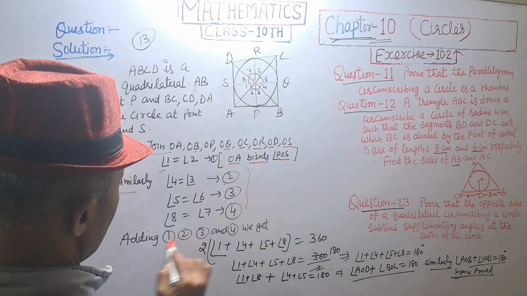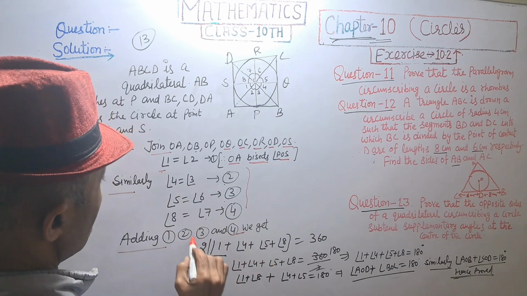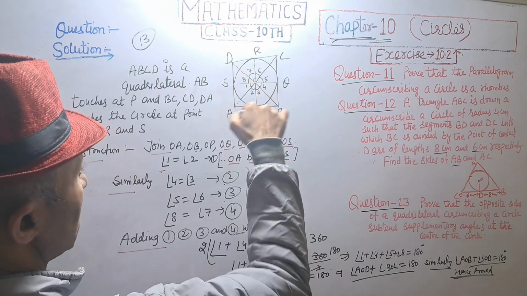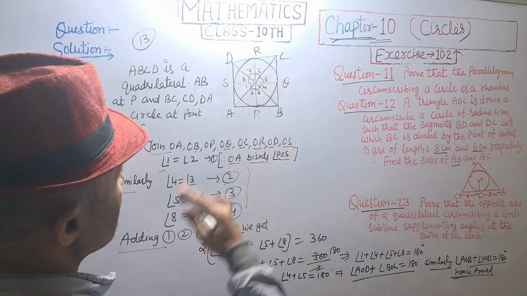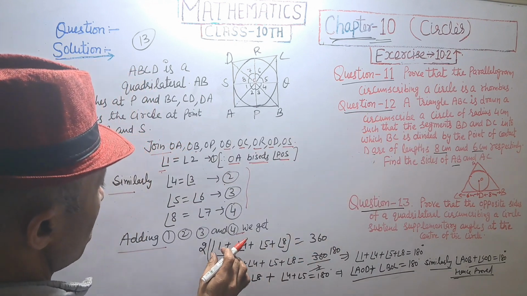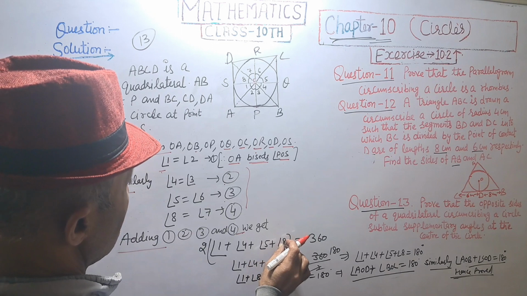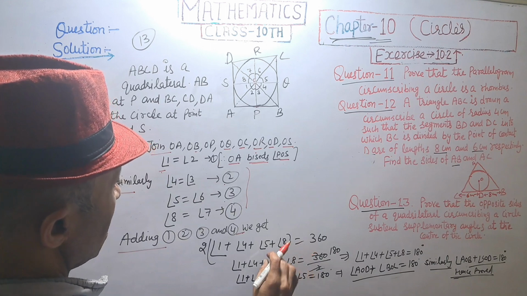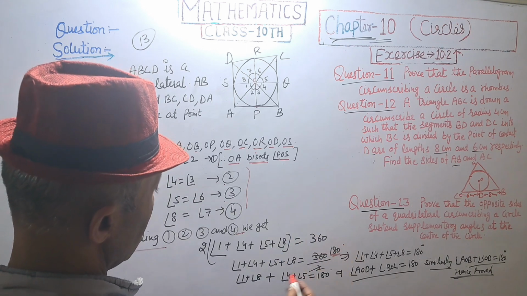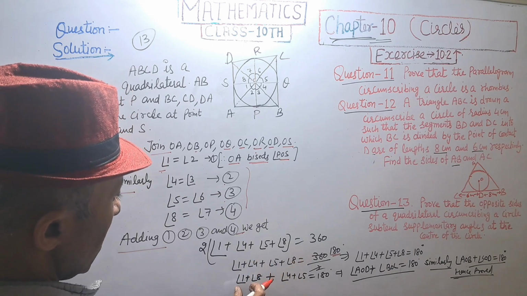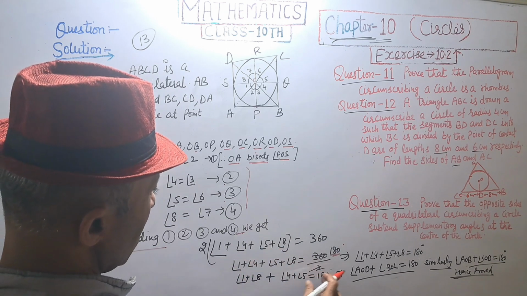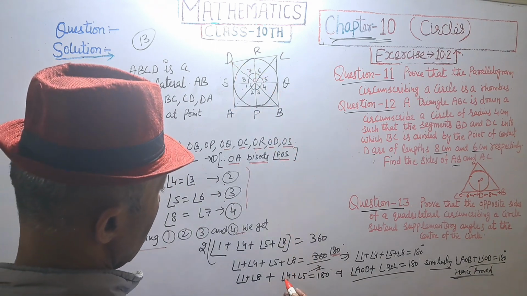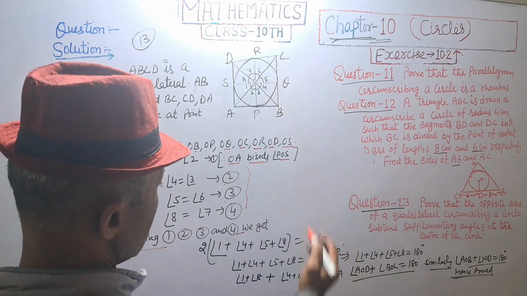Angle 8 is equal to angle 7, equation 4. Adding first, second, third, fourth, we get 2 times of angle 1 plus angle 2 plus angle 3 plus angle 4 plus angle 5 plus angle 6 plus angle 7 plus angle 8 is 360, and 2 times of angle 1 plus angle 4 plus angle 5 plus angle 8 equal to 360 means angle 1 plus angle 4 plus angle 5 plus angle 8 equal to 360 upon 2, that is 180 degree. Angle 1 plus angle 8 plus angle 4 plus angle 5 is 180. Angle 1 plus angle 8 is equal to AOD and angle 4 plus angle 5 is equal to BOC.